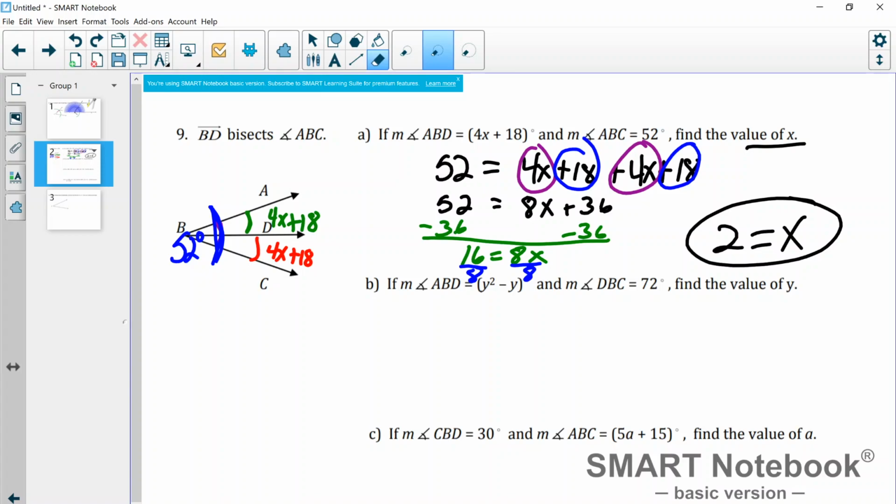And we have to go through the other problems, and we might have to erase what we wrote down in our picture because they're going to give us different values. So in this particular case, for part A, the values that they gave us means we come up with a value of x. Letter B, we're told the whole ABD is y squared minus y. DBC is 72. We need to find the value of y. So they changed the values in the letters. So if you want to write them in, you'd have to erase what you wrote for part A and then write in what you have for part B.